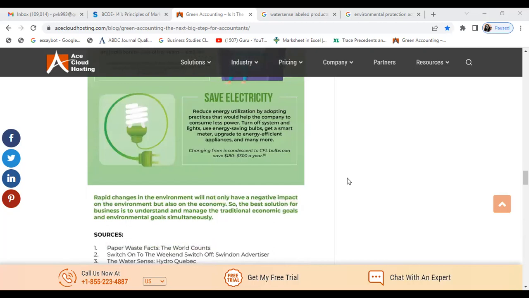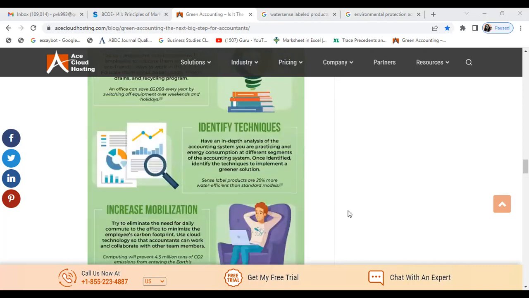The last important way to implement green accounting is to save electricity. We can include energy saving devices or appliances where we can save a particular amount in a particular area. Turn off systems and lights when you're not using them, and upgrade to energy efficient appliances so that we can save our electricity. This is what environmental accounting or green accounting is.